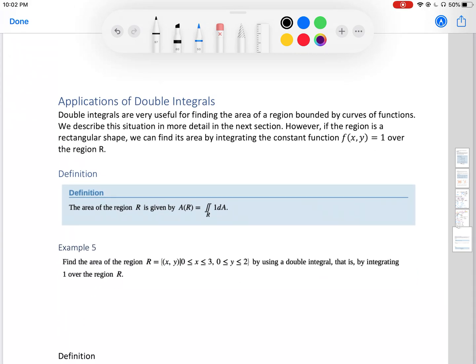Applications of double integrals. Double integrals are very useful for finding the area of a region bounded by curves of functions. We describe the situation in more detail in the next section. However, if the region is a rectangular shape, we can find its area by integrating the constant function f of x comma y equals 1 over the region R.